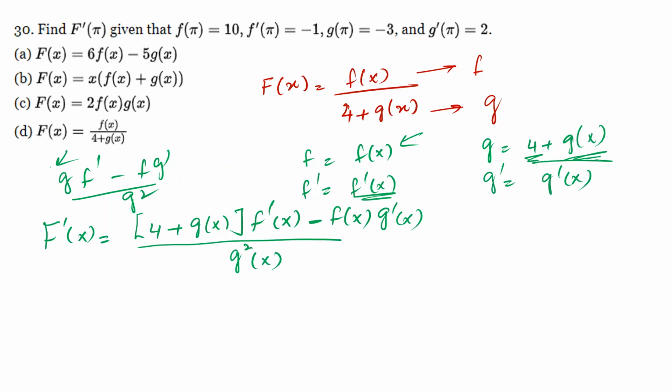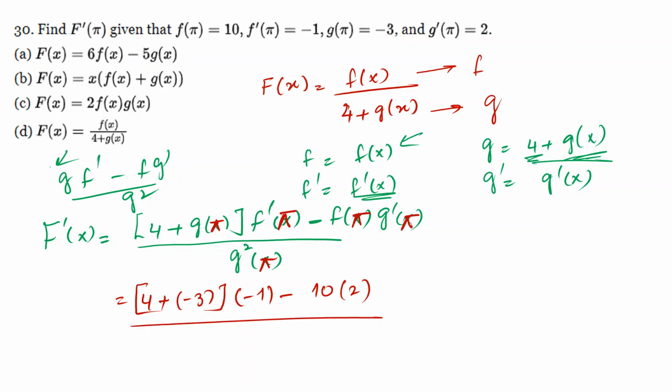Now wherever we have the x, we will replace it by the pi. So I am doing it on the same one, but you can write it one more time. Now put the data directly. So we will have 4 plus g of pi, which is -3. f prime of pi is -1. f of pi is 10. g prime of pi is 2, over g square of pi, which is -3 whole square. So write it in the calculator and get the answer.